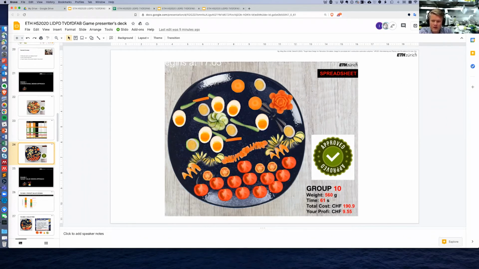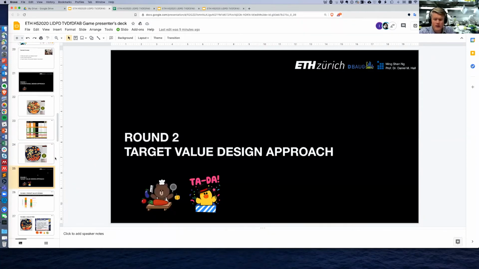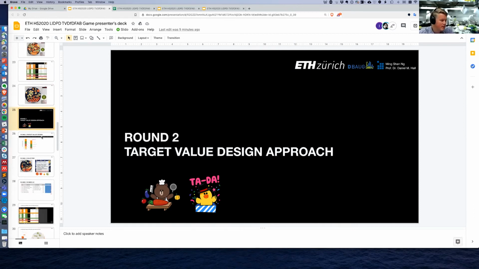We talked last week about how important it was to create a contractual structure that enabled people to collaborate. And now we want to introduce the idea of target value design as a specific kind of design management approach that will enable all participants to provide their inputs and to reach the targets that you hope to reach, including the owner. So now with round two, we're going to introduce this target value design approach, maybe a different way to collaborate around the design of your salad. And we'll see if it helps you meet your targets a little bit better.